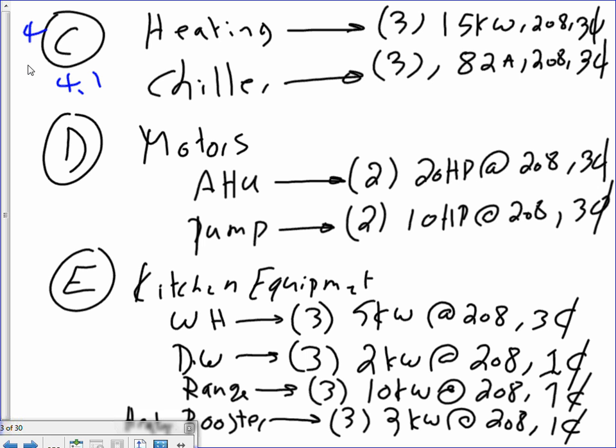For motors, that will be step 4.4. For motors, I have two air handling units, 20 horsepower each, 2A 3-phase, and two pumps to pump water, each one 10 horsepower, 2A 3-phase. These are given in this building.